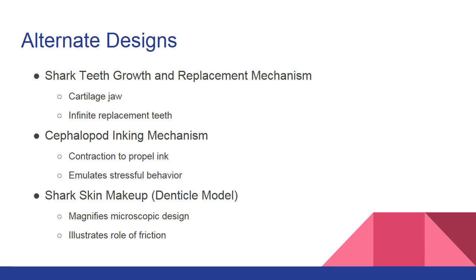The shark teeth growth and replacement mechanism model would include a mini conveyor belt that would simulate how a shark's teeth are replaced. The cephalopod inking mechanism would roughly model the function of the bodily process to show students how ink is actually propelled by the animal, which is rare for students to witness up close. And finally, the shark skin idea was basically modeling several laser-cut shark skin denticles and simulating how they work underwater, where the concepts of friction and force are applied.